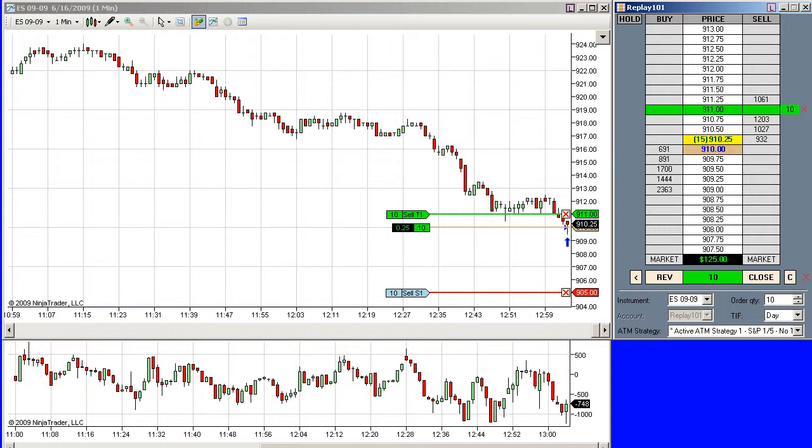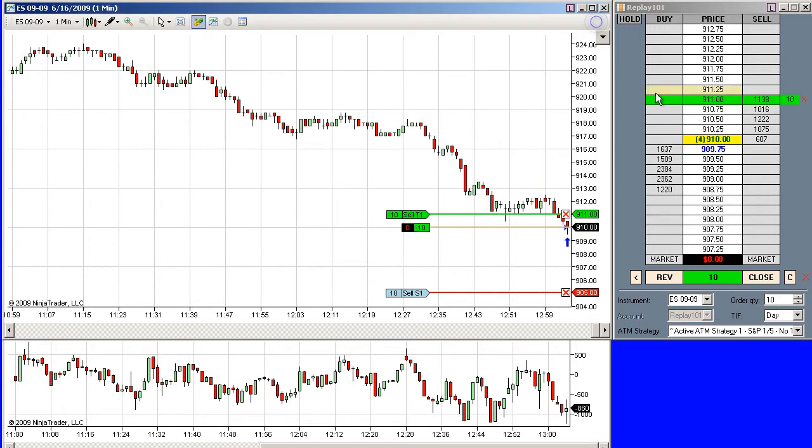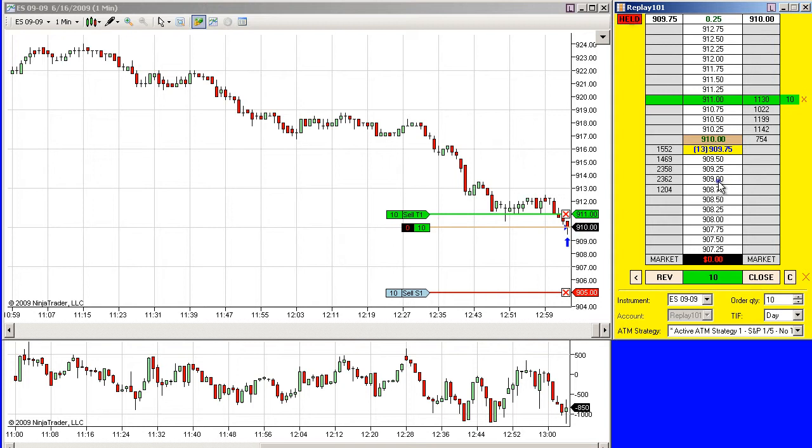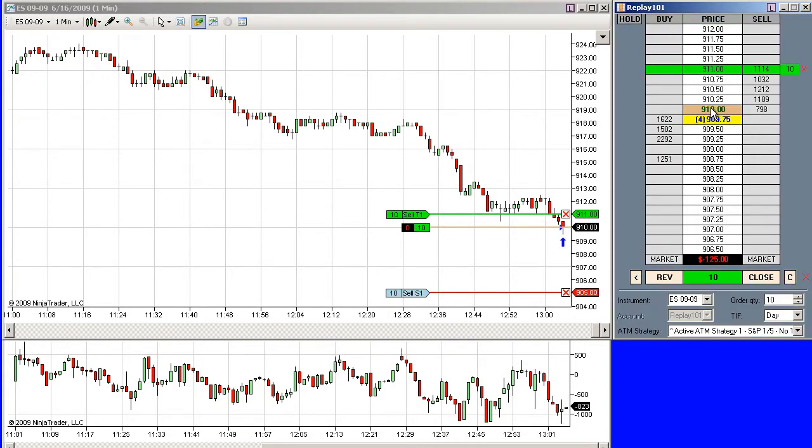And I said to go for a 1 point profit objective. So we bought at 910, that means that we'll sell here at 911. And then we also have our stop loss in place, which was a 5 point stop loss, and that is 5 points below our entry price of 910. So there's two things that can happen here. This can go down and stop us out, which is unlikely, or it can go up and give us a nice little profit of $500, which is what looks like it'll happen.